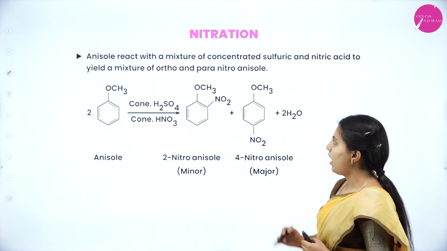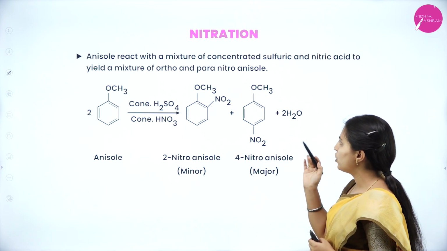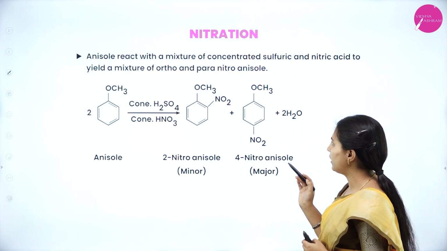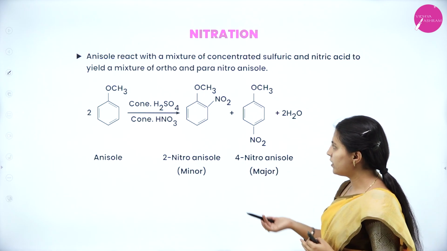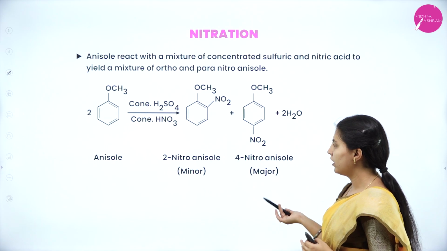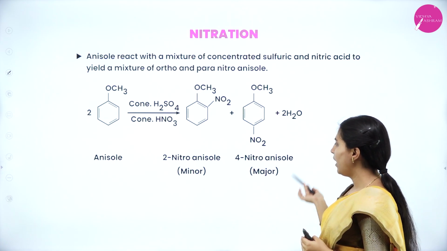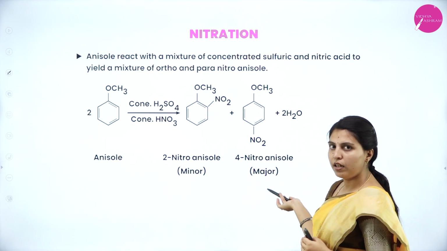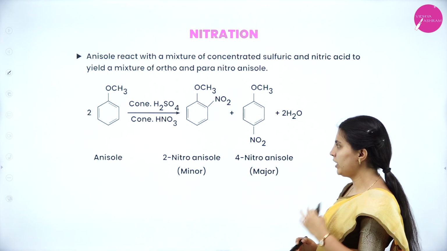Next, nitration. Anisole reacts with a mixture of concentrated sulfuric and nitric acid to yield a mixture of ortho and para nitroanisole. When anisole is treated with the nitrating mixture, concentrated H2SO4 and concentrated HNO3, it will form 2-nitroanisole and 4-nitroanisole. 4-nitroanisole will be major and 2-nitroanisole will be minor in the product.